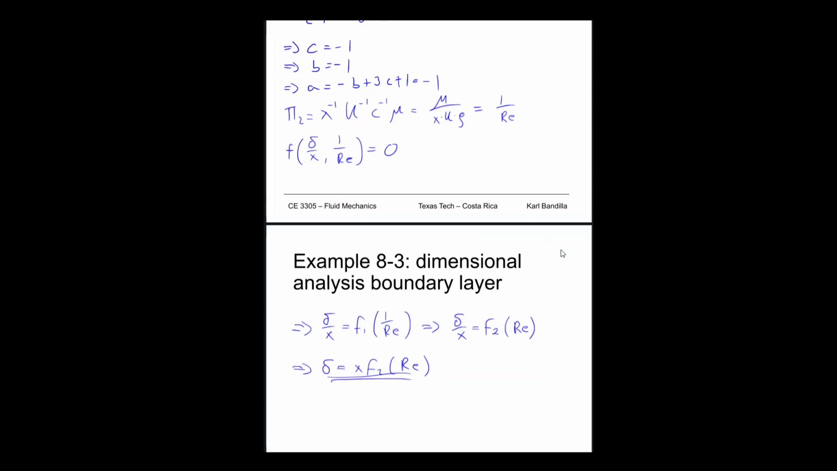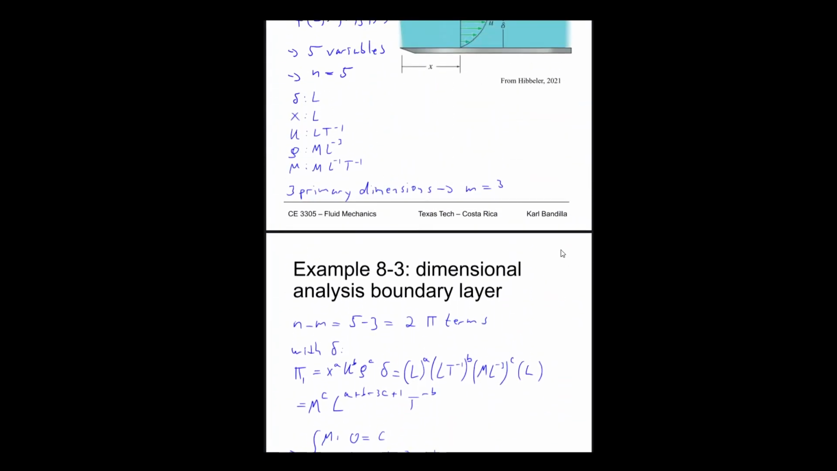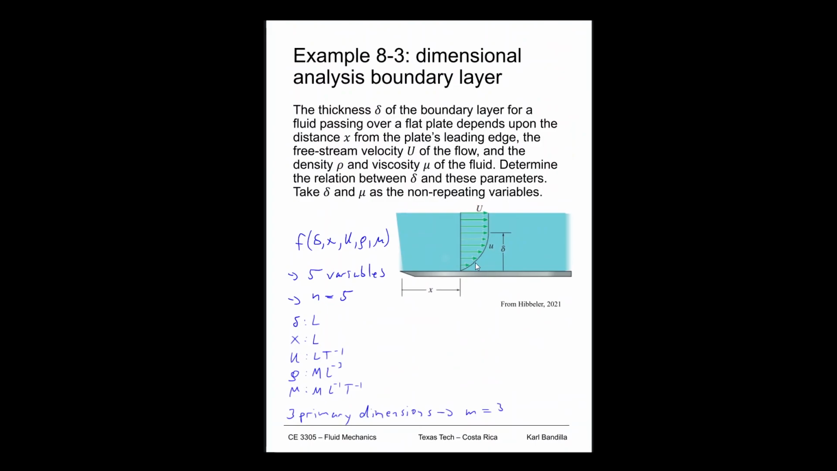But this is what we're looking for, right? So we found that if we want to find what this delta is, then if we know the Reynolds number and we know this distance x from where this plate starts, then we should be able to find what delta is. We just have to figure out what this function is.